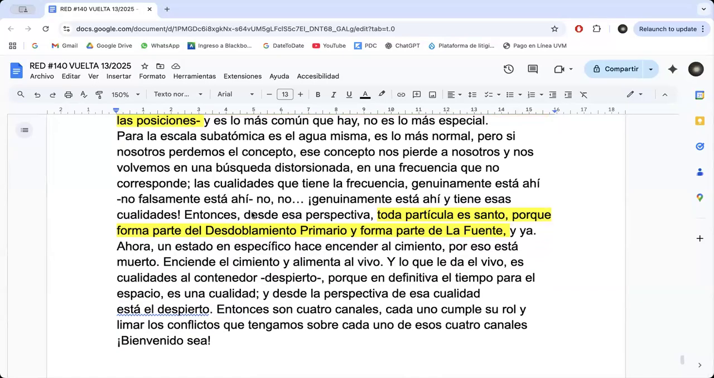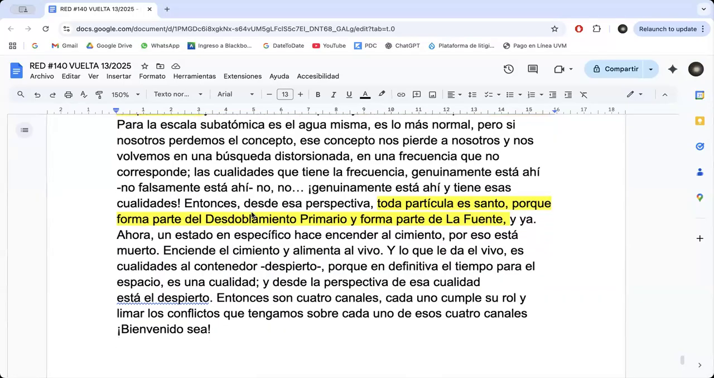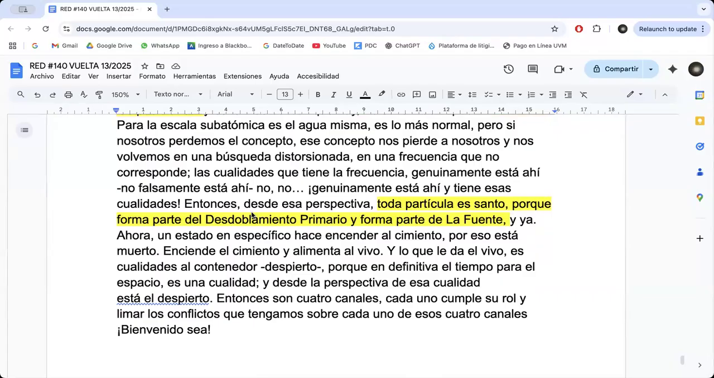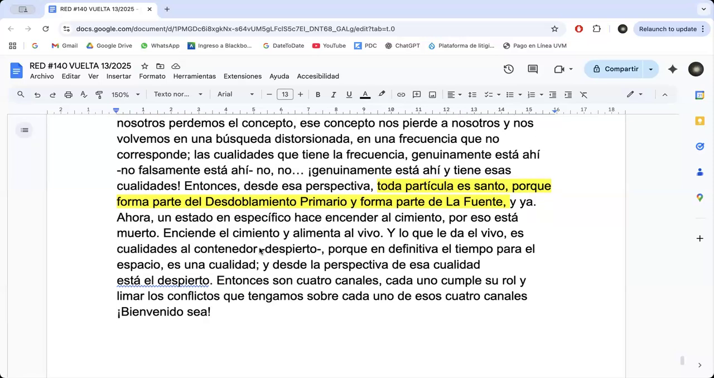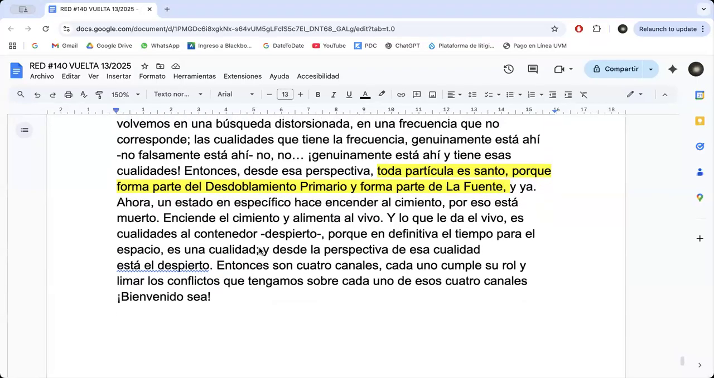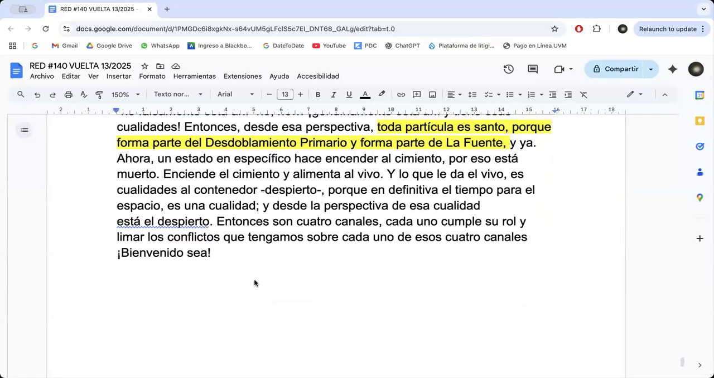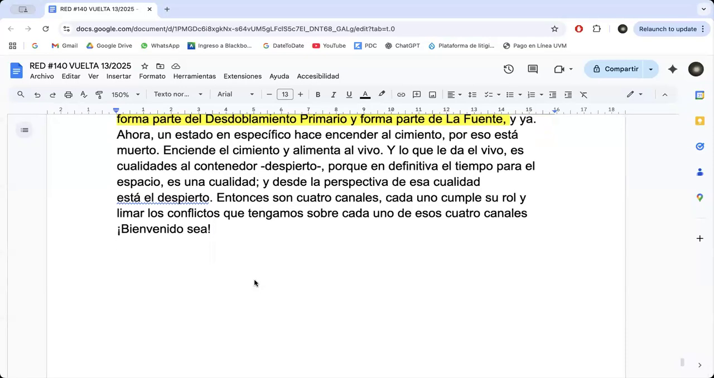This is the most common thing there is. It is not special because we're talking about the subatomic scale. For the subatomic scale, this is like water. It is the most normal thing. Simultaneity. So being simultaneous is something very natural for the subatomic scale. But if we lose that concept, it loses us. And then we go towards a search that is distorted in a frequency that doesn't correspond to what we're searching for. The frequency that genuinely has those qualities is the subatomic scale. So from that perspective, every particle is a saint because it is a part of the primary unfoldment and it is part of the source. That's it, right?